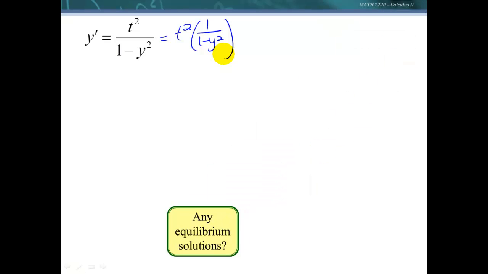Are there any equilibrium solutions? Those would come by setting the function of y equal to 0, and here is the function of y, and that never does equal 0. So the answer is no, there's not any equilibrium solutions.